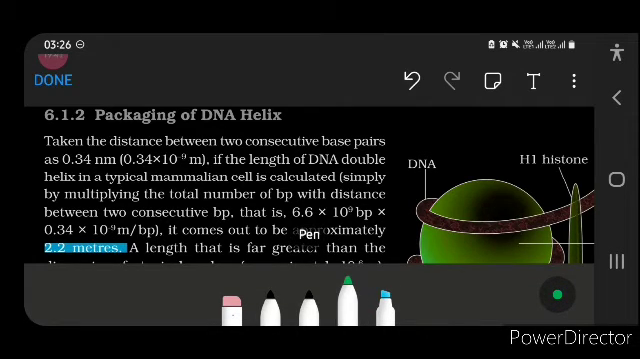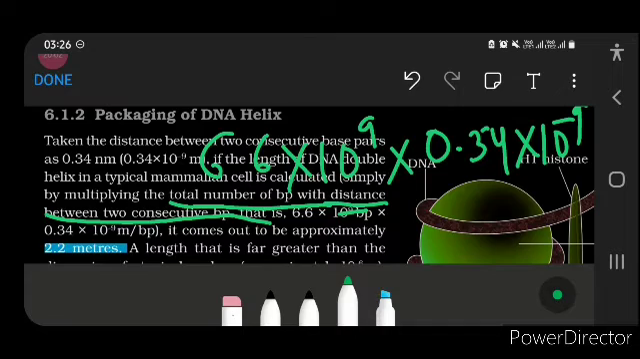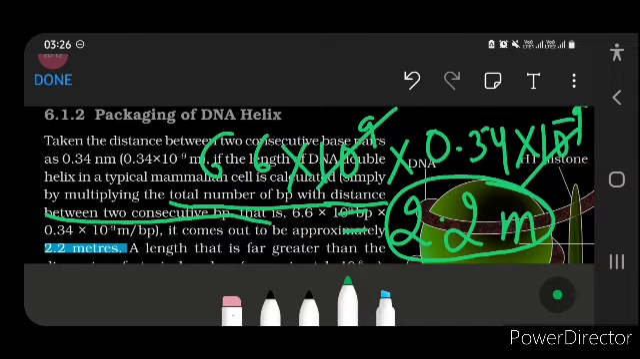Here I would show this to you. The number of base pairs with the distance between two consecutive base pairs. So if the base pairs is 6.6 into 10 to the power 9 and the distance between them is 0.34 into 10 to the power minus 9, then this one is cancelled and this one is also cancelled. So it comes out to be 2.2 meter approximately for humans. Okay.